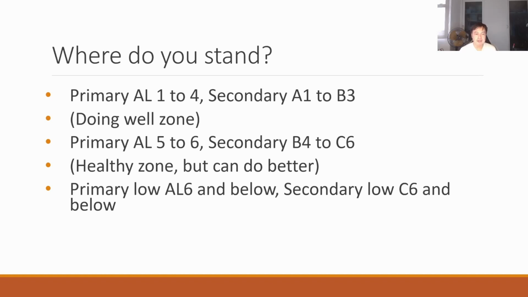For the primary level, they are scoring low AL6 and below, right? I'm talking about students who are scoring maybe 30-something out of 95 for their Paper 2, for example, and they're failing the paper overall. For the secondary level, it's either low C6 and below, and chances are that they're failing. So even getting 47 or 48%, that's not a good grade for the secondary level.